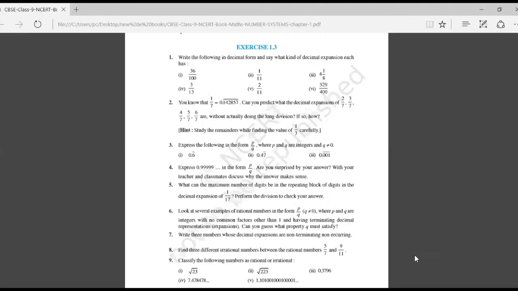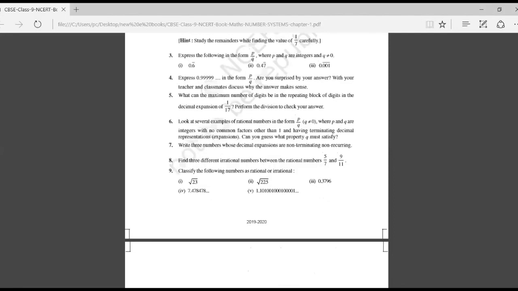Sir, the ninth one is the square root of 23. It is an irrational number, sir. Look here. Is it clear, textbook? Yes, sir. I'm talking about the 9th question, the square root of 23. Is it rational or irrational? Irrational number, sir. Very good.